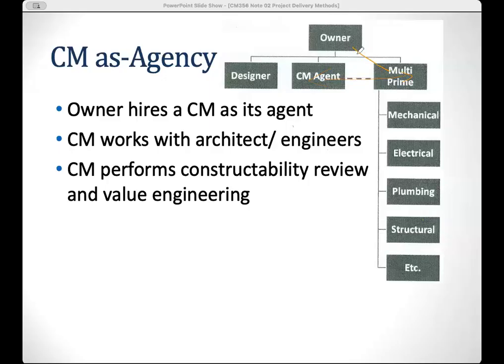All the contracts are with the owner. Okay, so the owner hires the CM as its agent. The CM works with architects and engineers. The CM performs the construction board review and value engineering. That means they likely have something to do with the design phase, right?